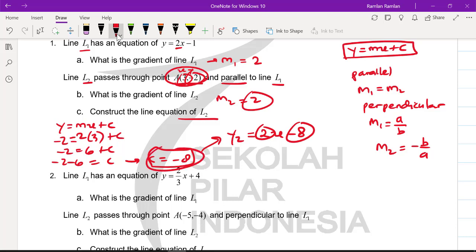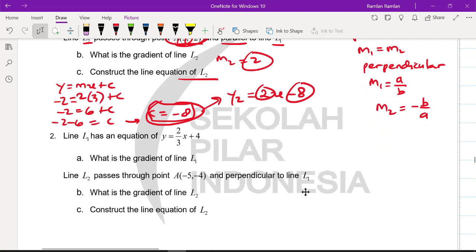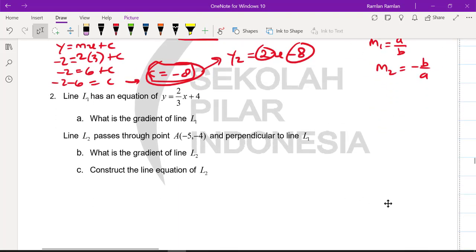So we can do the same thing with the second question here, right? The second question is actually the same thing. Now, line L1 has an equation of y equals 2 over 3 x plus 4. Again, because it is in the form of y equals mx plus c, just take this value here, 2 over 3, as the gradient of the line. So the gradient of line L1 is just 2 over 3, just this guy over here, without the x. Leave the x alone.